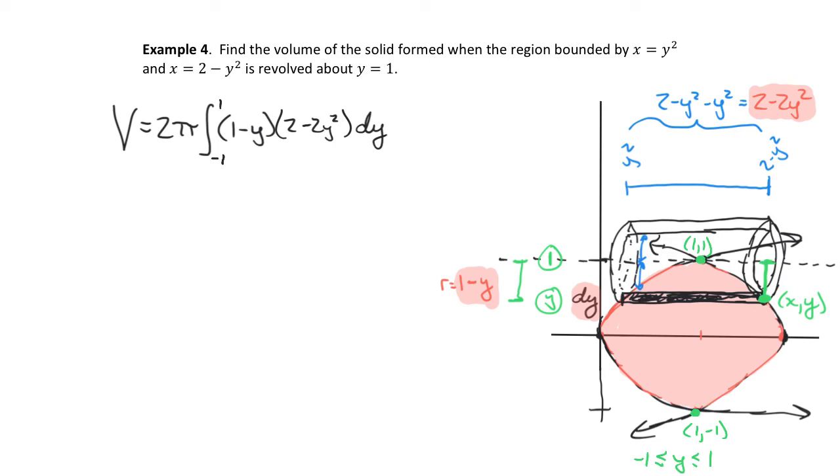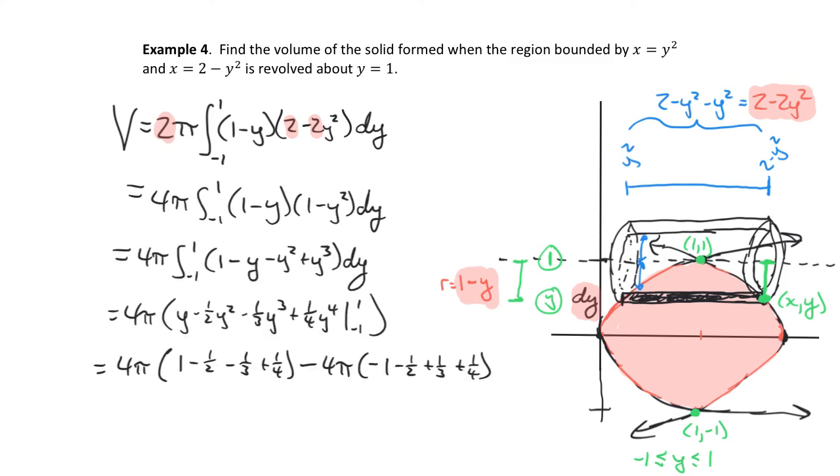Okay, now in order to evaluate this integral, we're going to need to expand it out. I actually notice that we have a common factor of 2 in that second factor. So I'm going to factor that out, multiply it by the 2 that's out front here, and we'll end up with 4π times the integral from -1 to 1 of (1 - y)(1 - y²) dy. You didn't have to do that, but I think it makes our calculations a little bit easier. So I'm going to expand this out, find the antiderivative, substitute things in, and go through the calculations in one quick step here.